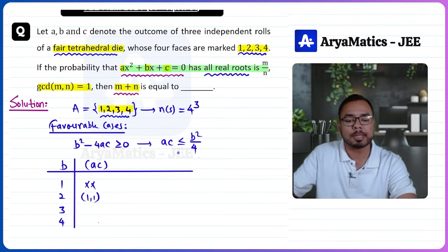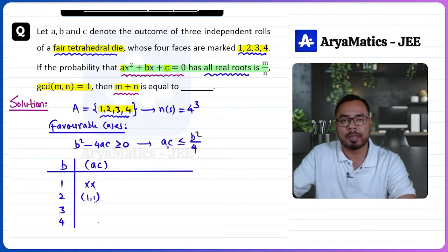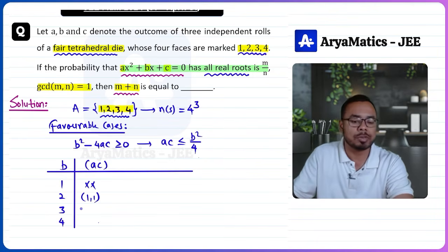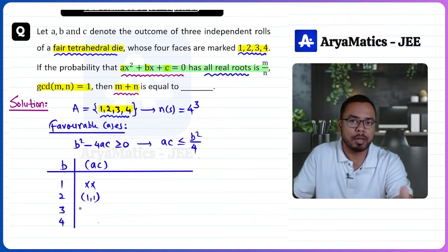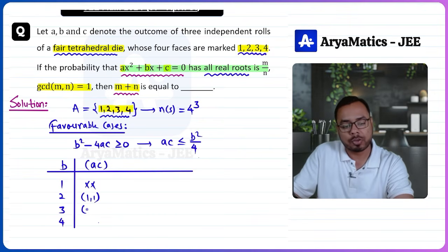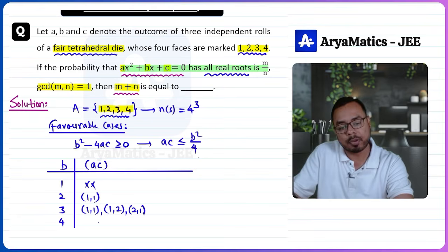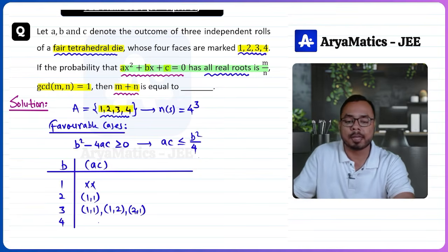Similarly, if I take B as 3, then the condition that we need to satisfy is that AC should be less than or equal to 9 by 4. 9 by 4 means 2.25. So A into C should be less than or equal to 2.25. So one possibility is we can take A and C as 1, 1. Another possibility, A is 1 and C is 2. Next possibility, we can have 2, 1. Right, so these are the three possibilities.